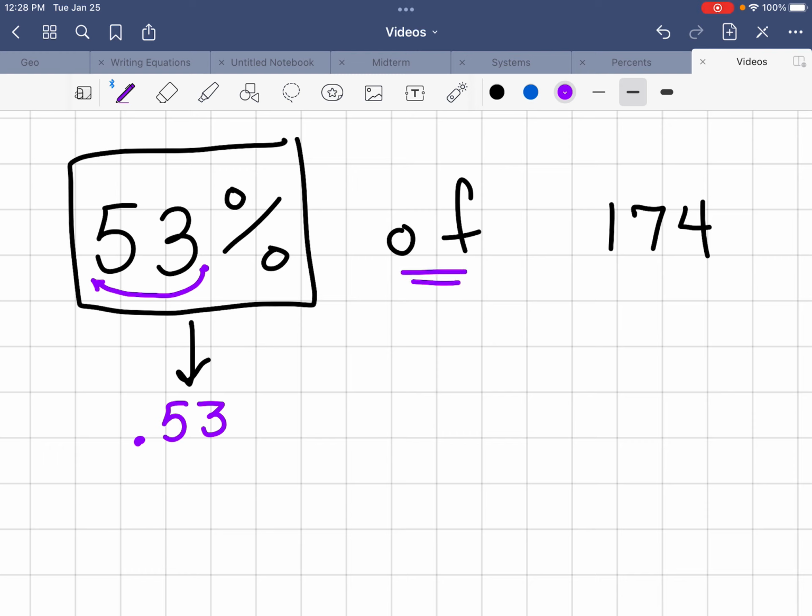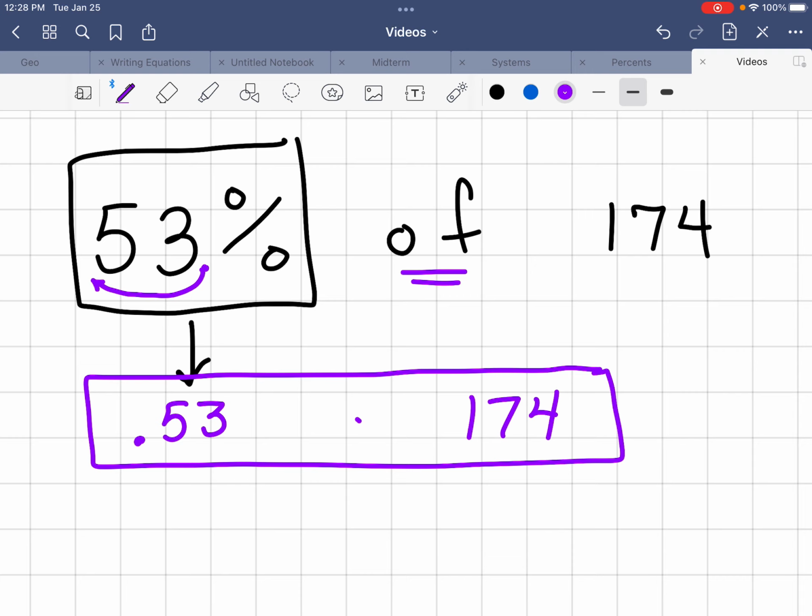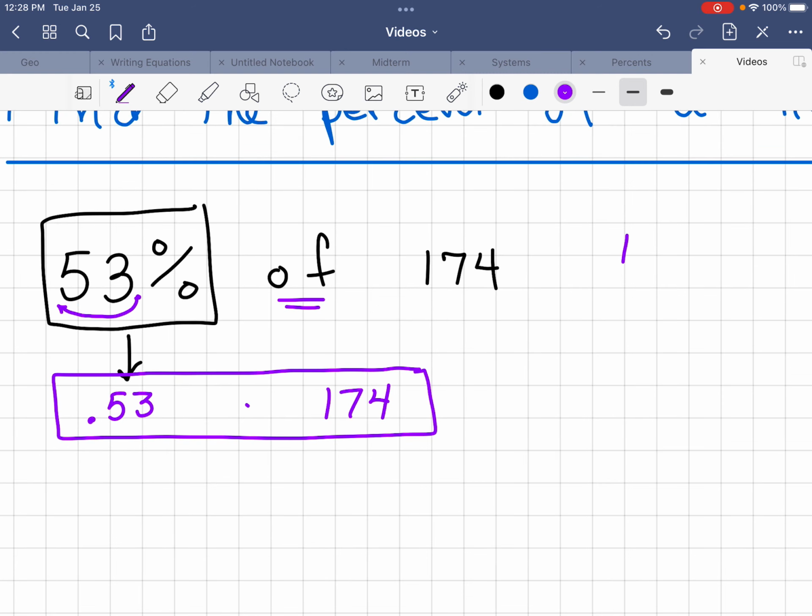We change the word "of" to be multiplication, and the 174 stays the same. So we basically are doing multiplication when we do percent. We're just multiplying by the decimal version instead of the percentage. So we need to do 174 times 0.53 or vice versa. And if you already know how to multiply by a decimal, it's very much like multiplying by whole numbers, except you have to find the right place for the decimal.